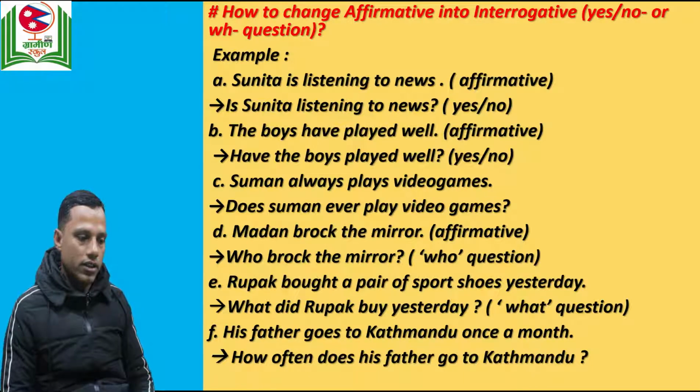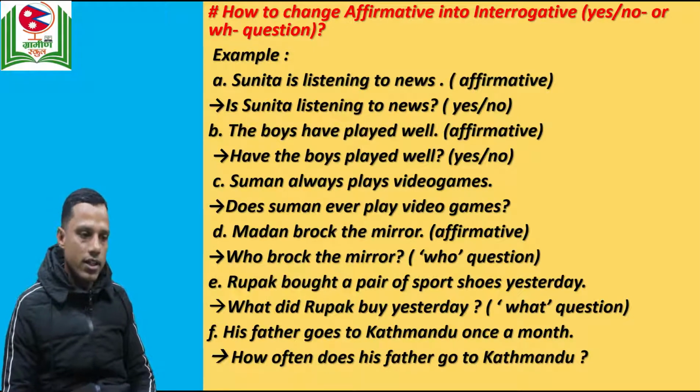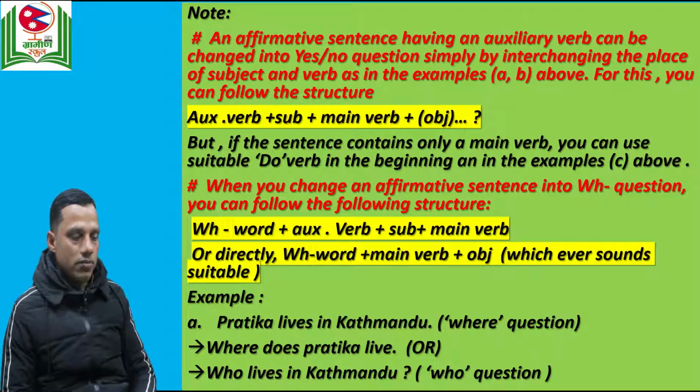Yes. Number F, his father goes to Kathmandu once a month. Now you can change this sentence into a question beginning with how often. Let's see. How often does his father go to Kathmandu? Yes, this is the way you can change an affirmative sentence into interrogative. I have some points for you that will help you get the idea. First point: an affirmative sentence having an auxiliary verb can be changed into a yes/no question simply by interchanging the places of the subject and verb, as in the above examples A and B.